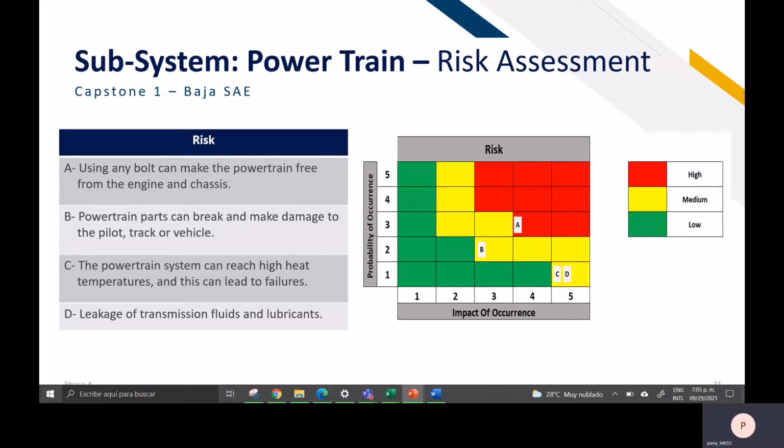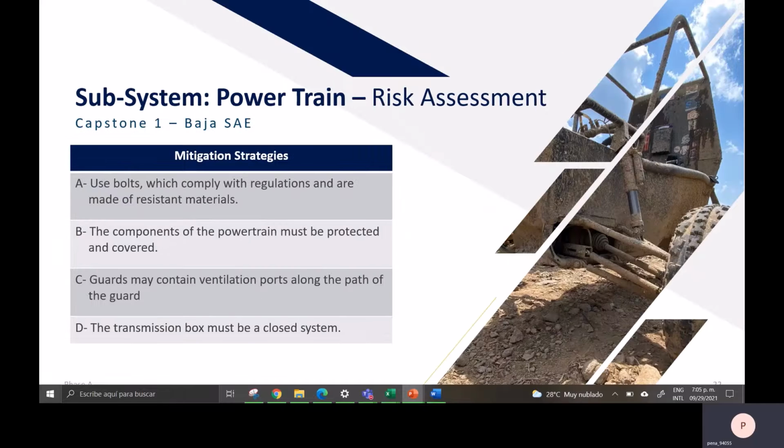For these risks, the mitigation planning is to use parts that comply with regulation and are made of resistant material. The components of the powertrain must be protected and covered. The wires contain ventilation ports along the path of the wire. The transmission box must be a closed system.